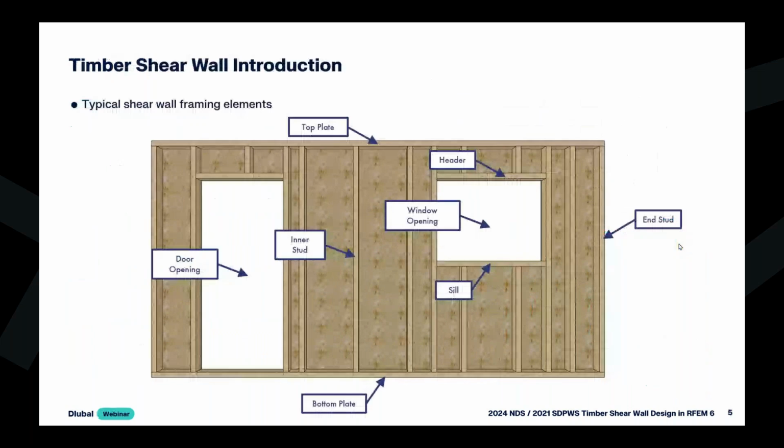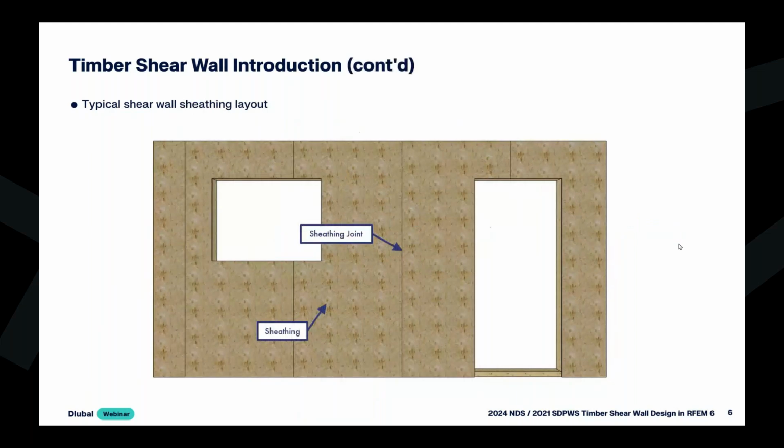So for those of you joining us today, I'm sure most of you are familiar with what a timber shear wall is, but we'll go ahead and show here the basic framing elements. We're talking about the inner studs, the end studs, top and bottom plates, as well as the openings. In addition to the framing elements, we also have our sheathing. This is typically OSB or plywood, for example, in panel widths of 4 feet. If we have these various panel widths, we additionally are going to have this sheathing joint.